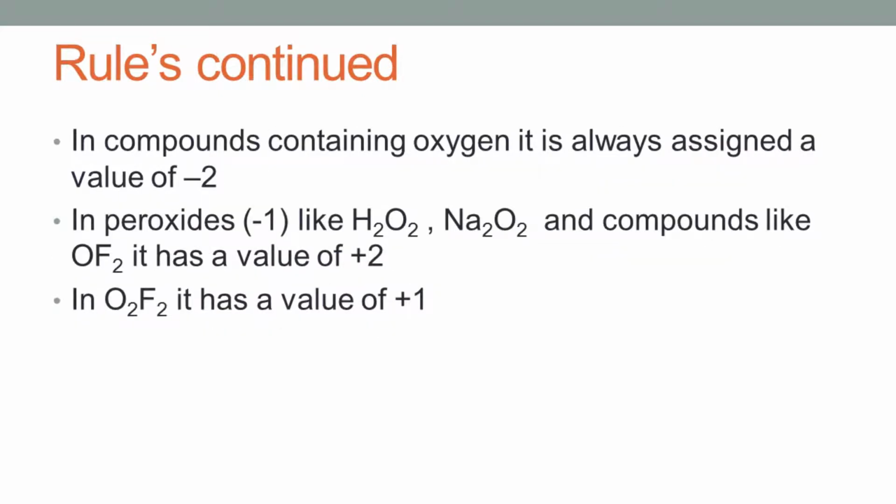In compounds containing oxygen, oxygen is always assigned a -2 oxidation number. However, there are 2 to 3 exceptions. If the oxygen containing compound is a peroxide, oxygen has an oxidation number of -1. You ought to know this to be able to balance equations.